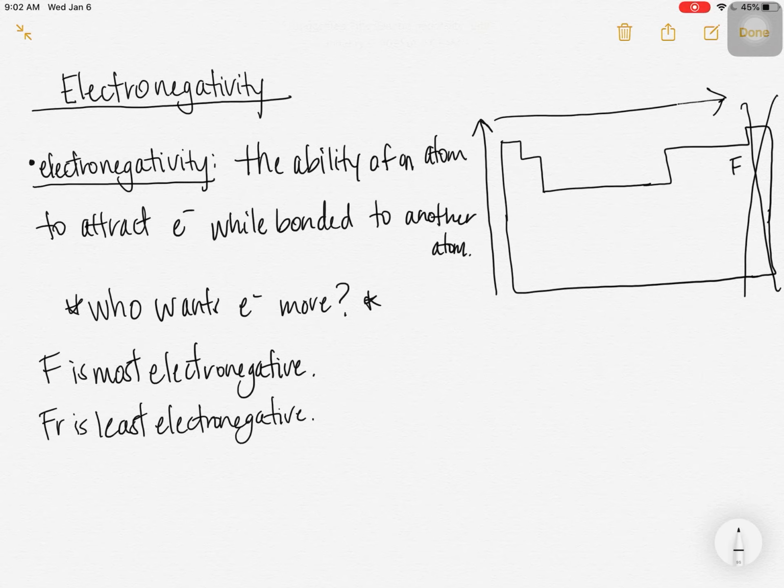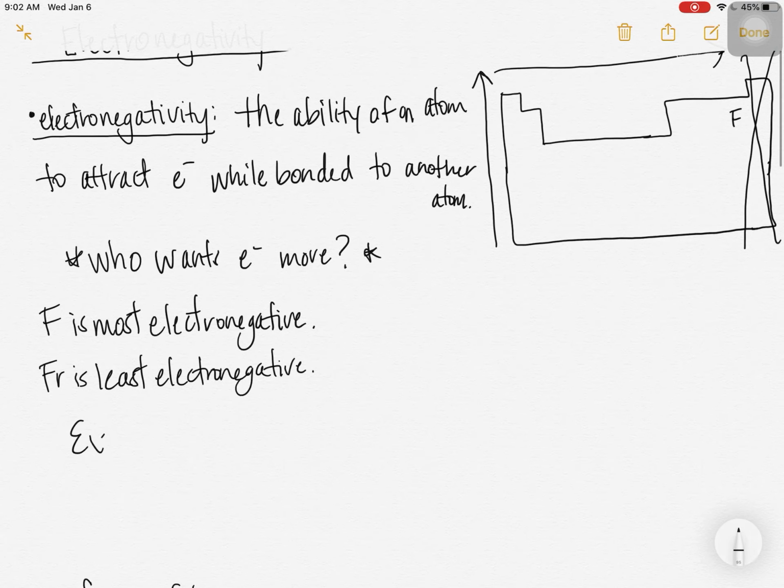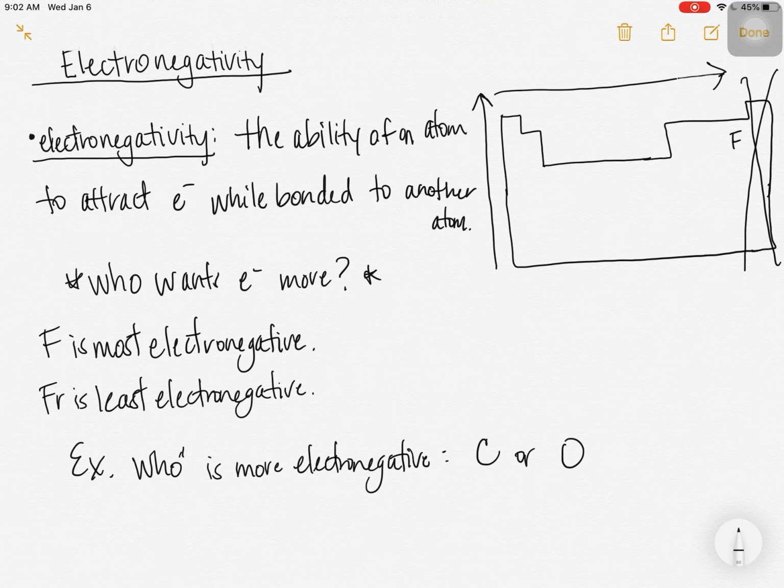The only discussion we can really say is that the elements on the right-hand side of the table are the ones who would like to gain electrons. So they have a greater desire for those electrons. That's kind of a why, but there's not really a whole lot of discussion. So from here, you should be able to answer a question like, who is more electronegative? If I asked you that on a quiz, and I gave you, let's say, carbon or oxygen.